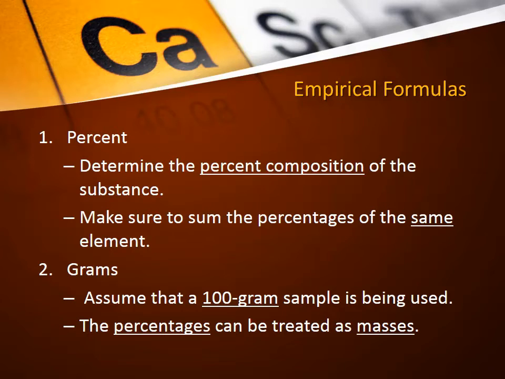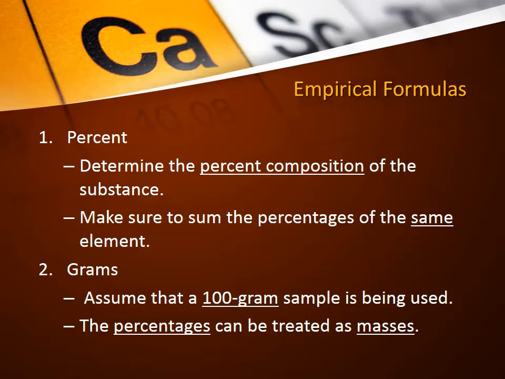Percent. That means determine the percent composition of the substance. Make sure you actually sum the percentages of the same element. So for example, in NH4NO3, you really need to think of this as N2H4O3. A lot of students tend to forget that there are 2 nitrogen. They'll do the percent of both, but they'll treat them as different elements.